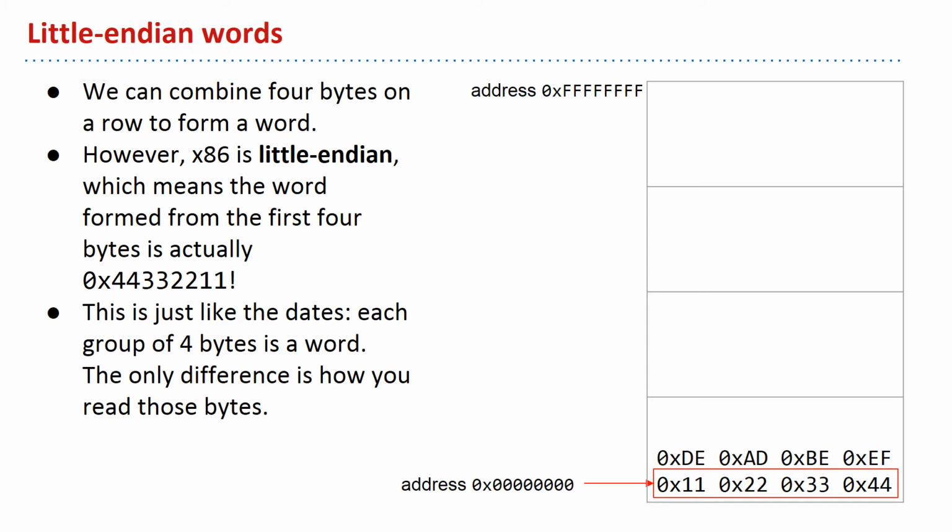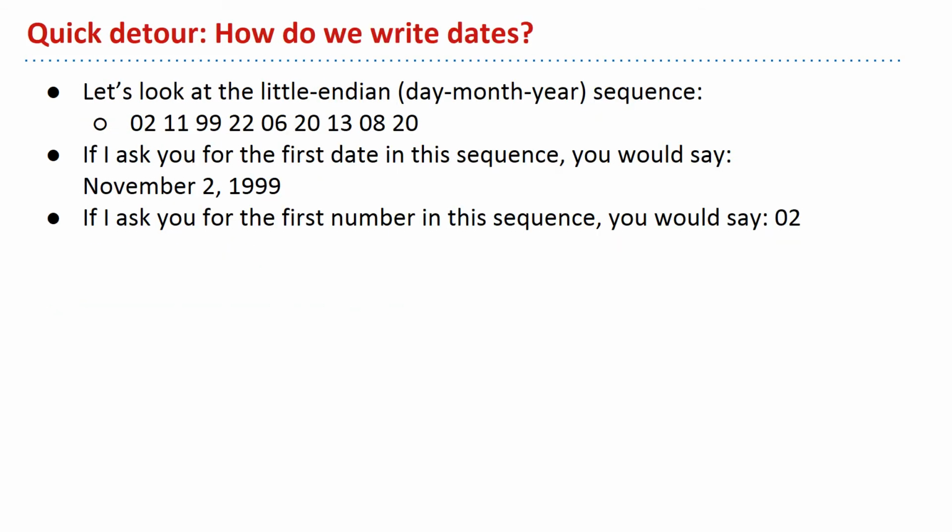So if I want to form a word out of these 4 bytes, the word that comes out is actually 44332211. Again, just like the dates, every group of 4 bytes is a word, and the difference is just how we're reading it. The agreed upon reading between the x86 creators and us is that it's going to be backwards, little-endian.